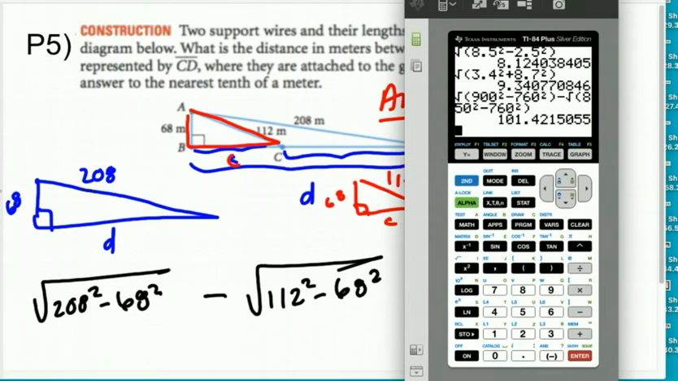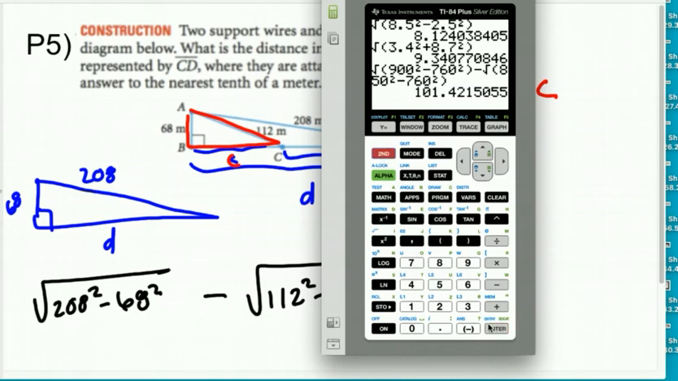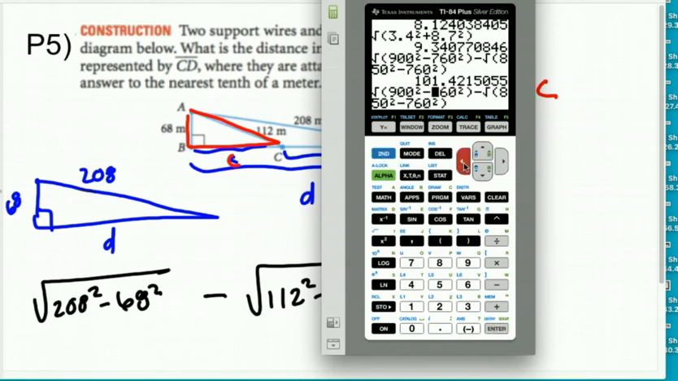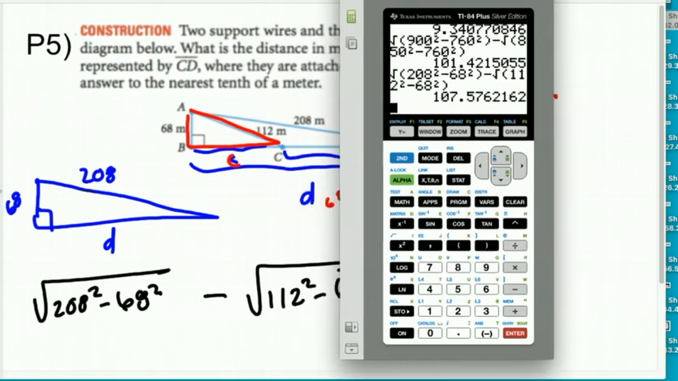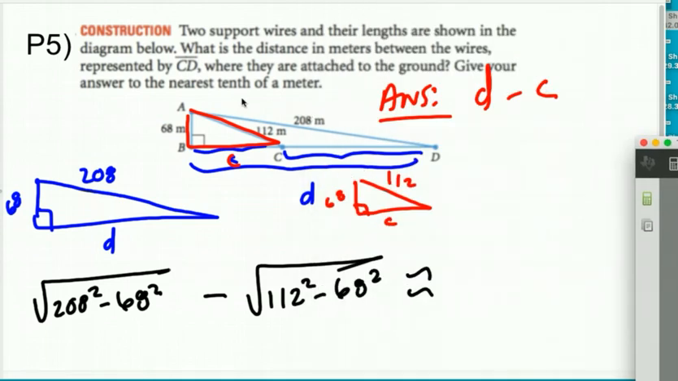So really what I'm going to do is second enter because I already did all of this work, and I'm just going to go ahead and change the 900 to a 208, and change the 760 to a 68, which means I'm going to have to delete one of those zeros. I'm going to change the 850 to a 112, and change the 760 to a 68, which means I'm going to delete a zero, and then I'm going to hit enter. And that tells me that my wires are 107.576 feet apart, or meters apart, but they say to the nearest tenth of a meter.